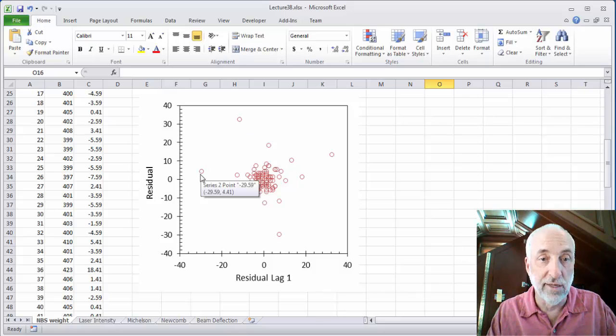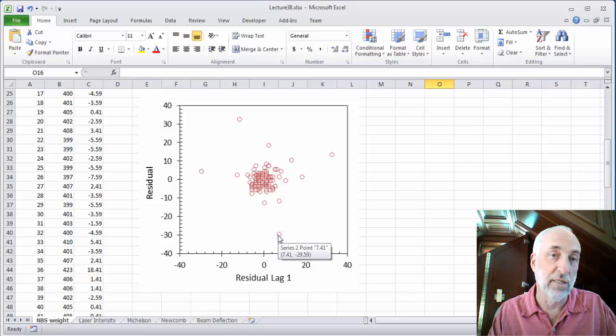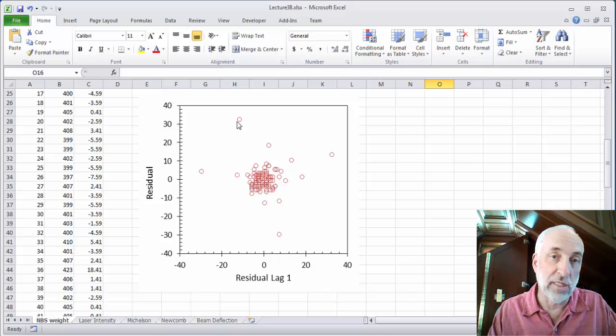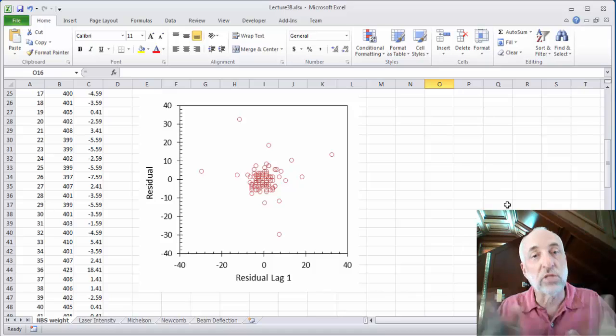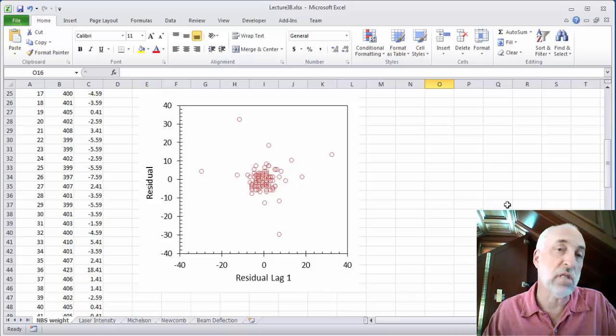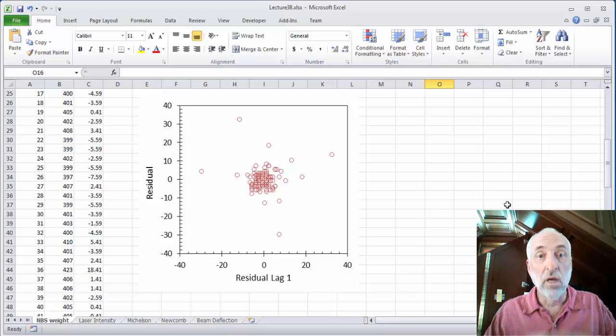So this data point here is also plotted. You notice that it has about a minus 30 value. It's also plotted down here. And so these two data points are the same data point, plotted once as the residual and once as the residual lag one. So you'll see that all over the place, especially with these kind of outlier-like points.